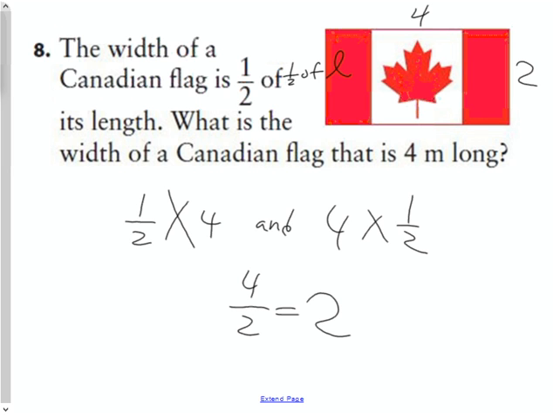I don't particularly care for this question because they made the fractions too easy. I would have rather them have even a third. The Canadian flag is a third of the length, but I guess in real proportions, a Canadian flag is 1 part width to 2 parts length.